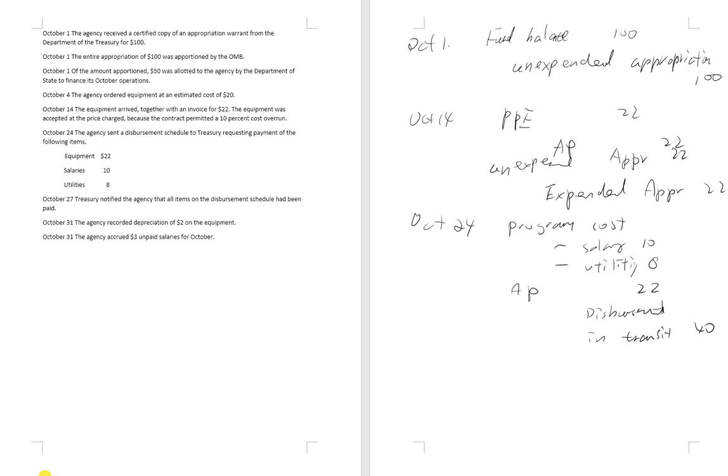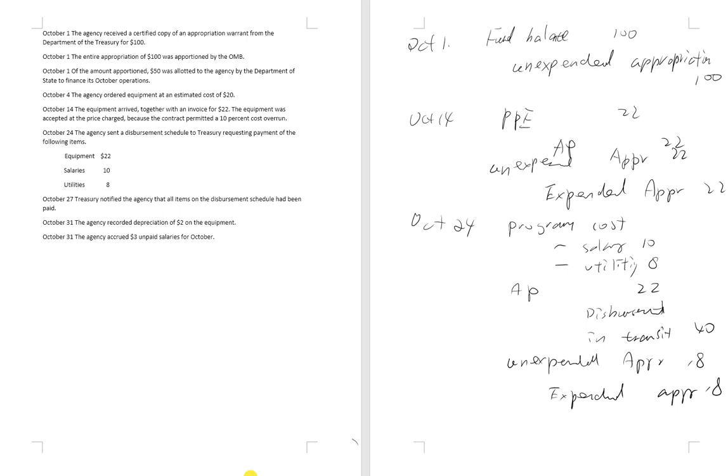And since we have another $18, right, that will be paid, and we have to use our appropriations, just like we did here, right? We're going to recognize the usage of the appropriation. So we debit unexpended appropriation 18, and credit expended appropriation 18. All right.